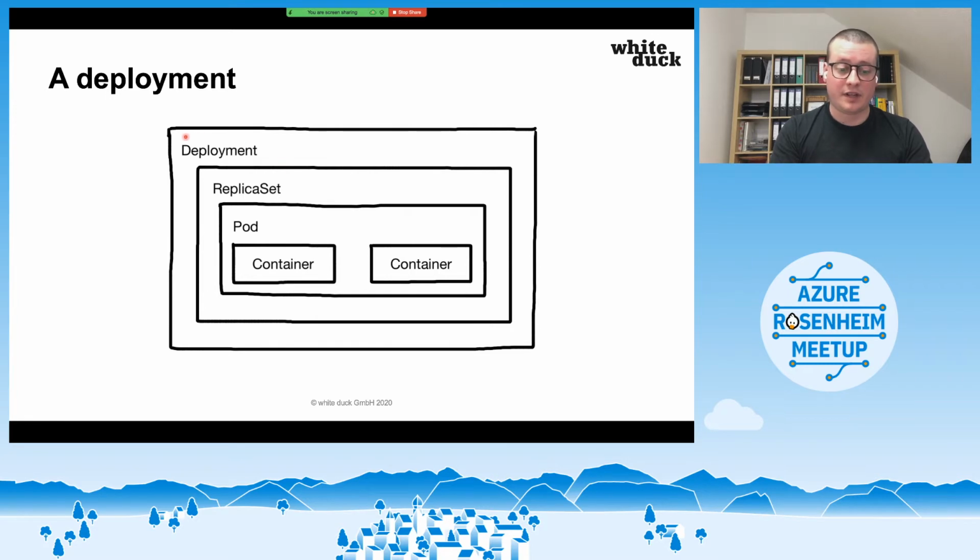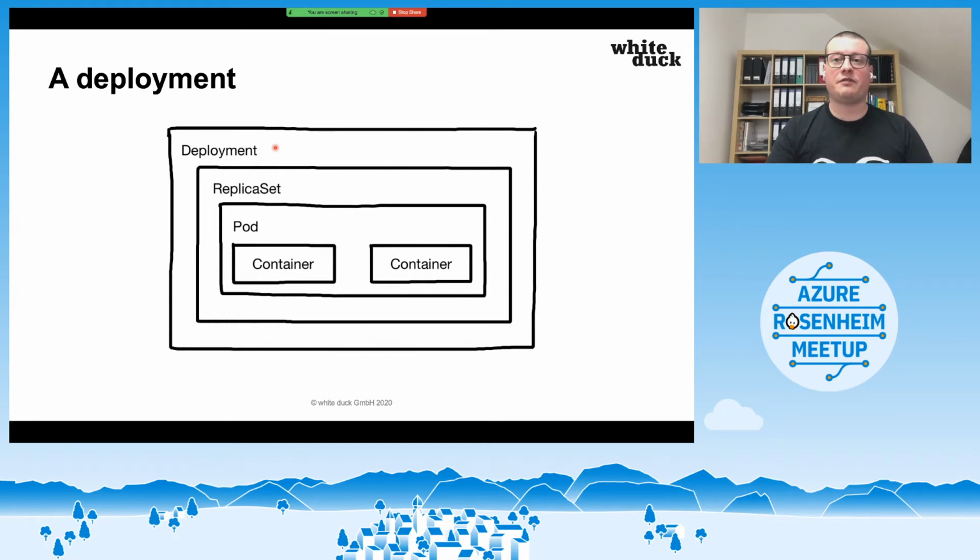But we have another resource, and it's called the deployment resource. It's basically the resource you will work with most of the time. The deployment resource provides another abstraction layer and allows us to provide the same information. We can provide a container and we can provide how many replicas or instances we would like to run. But under the hood, the deployment allows us to upgrade our service.